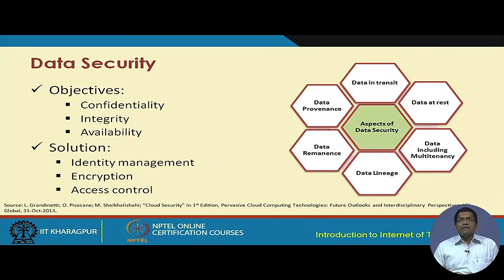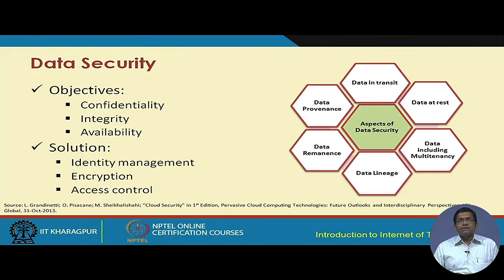Data security has different objectives and corresponding issues. Objectives include ensuring confidentiality of the data, integrity of the data, and availability. What does confidentiality mean? That the data should be confidential and should be made available to only the intended stakeholder. Integrity means that the data should not be tampered with in between, that means when it is flowing into the cloud or coming out of the cloud. And availability means that the data should be made available as per the service level agreement to the intended customers in a secured manner.